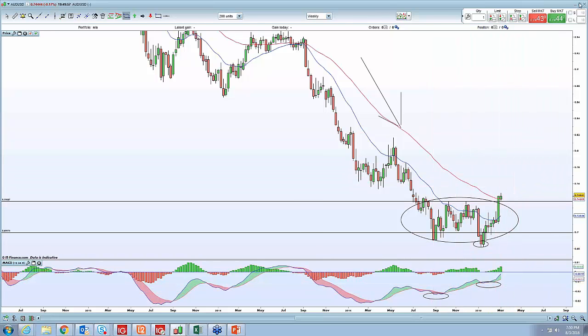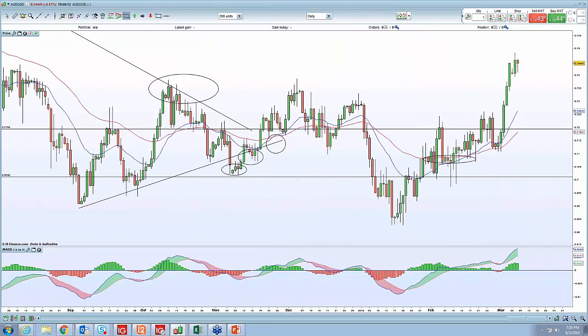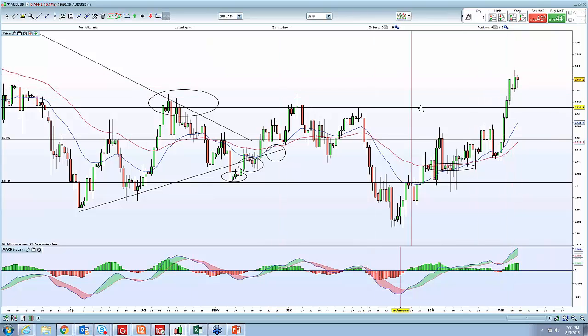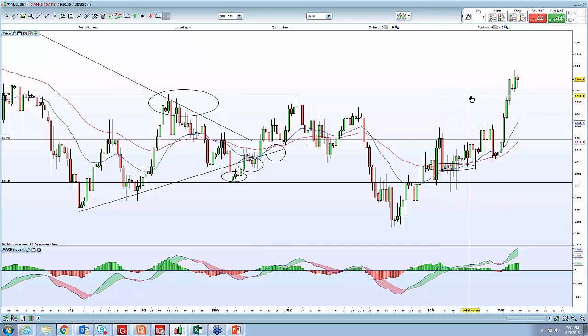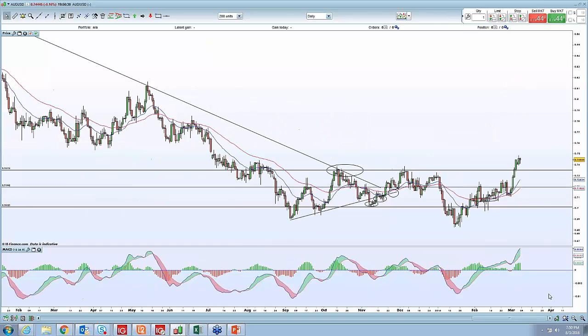If you go to the daily chart, you can see how bullish this is. I'm bullish on the Aussie dollar, but I would not be that keen to buy anywhere near the previous high. I was hoping that it can retrace at least back to the 73.50 area, somewhere here. Let me zoom out a bit.